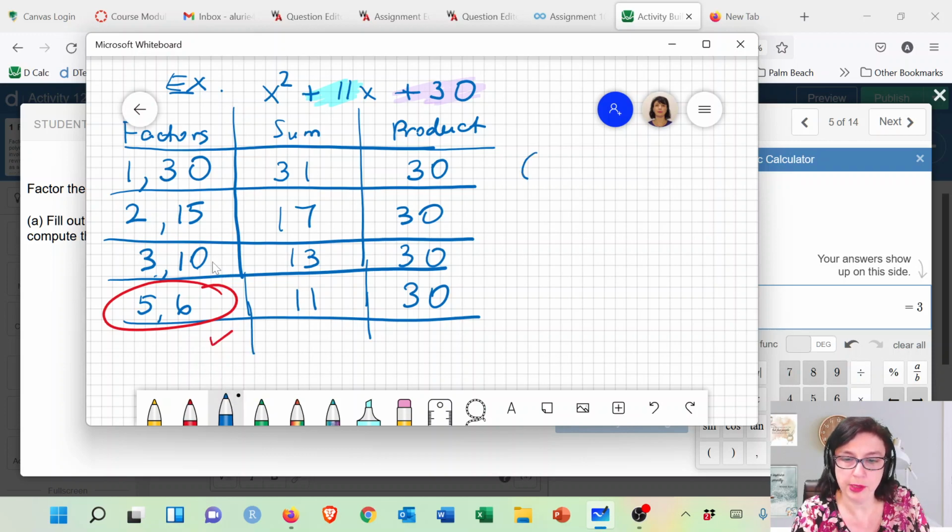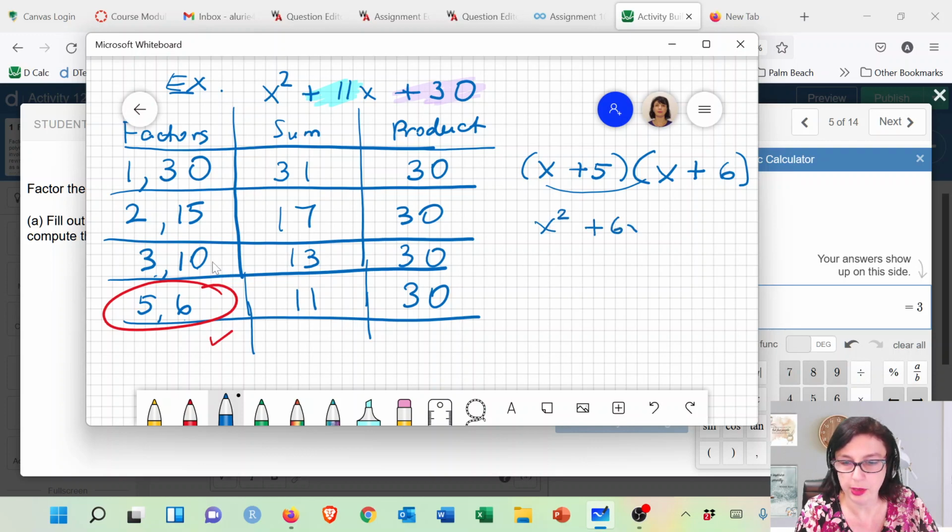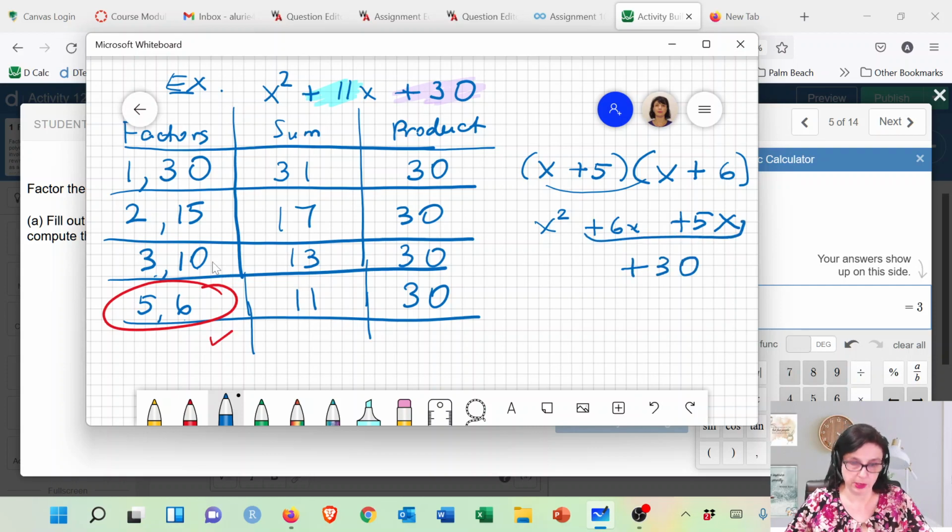So that means that the factoring is going to look like this. So you put x and x, then you put the numbers that you see, so 5 here, 6 here, and because both of these numbers are positive, we have 2 plus signs. Now, using FOIL, you should verify that you get the original expression, which is, if I do that, x squared plus 6x plus 5x plus 30, and then these guys would add up to 11x, so that means that I did it right.